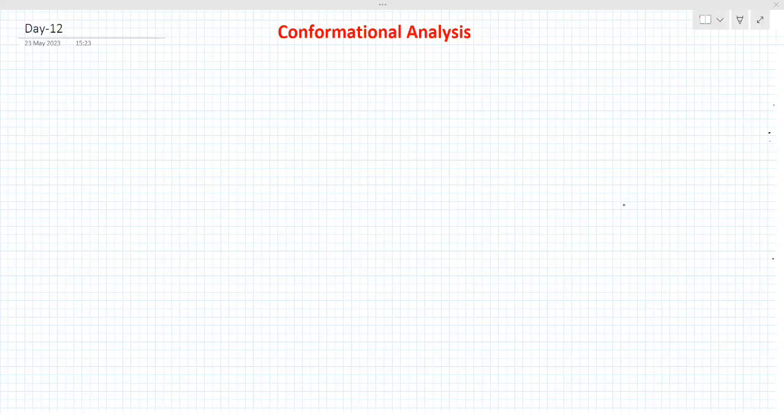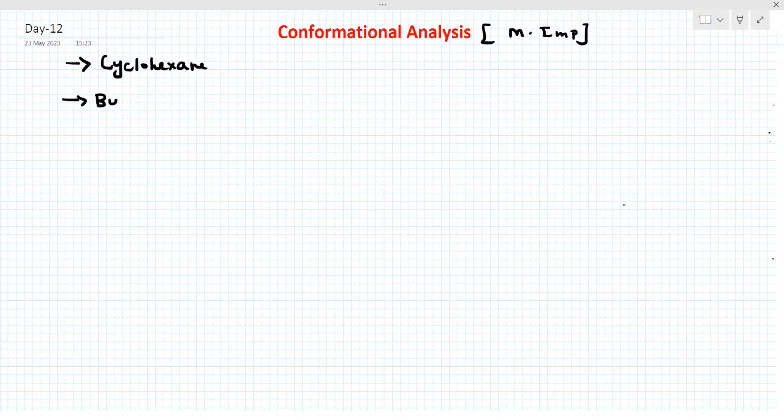Okay, in this video, I will discuss the conformation analysis in stereochemistry. Please note, it's the most important topic in stereochemistry. In conformation analysis, I'm going to discuss two important conformers. One is cyclohexane, and the second one is butane. And finally, I will give a summary about ethane.